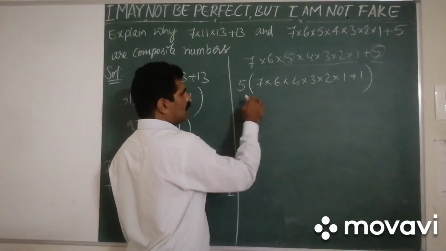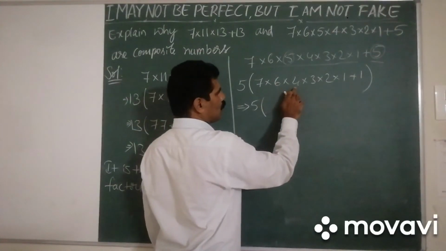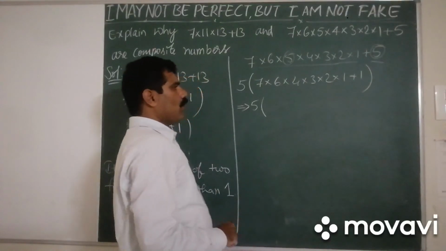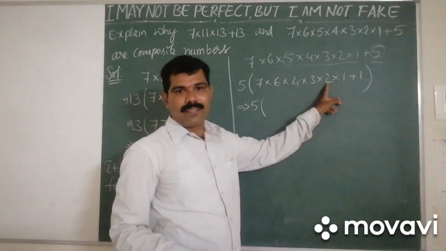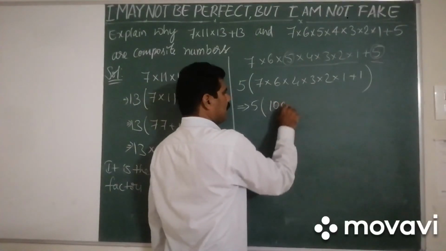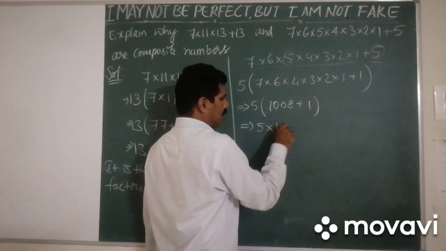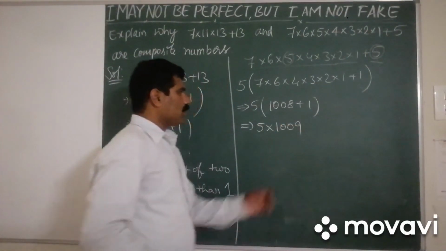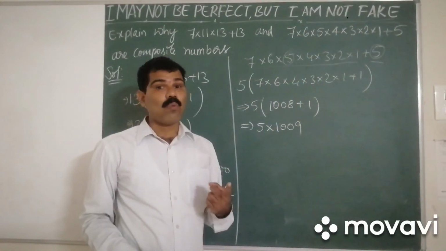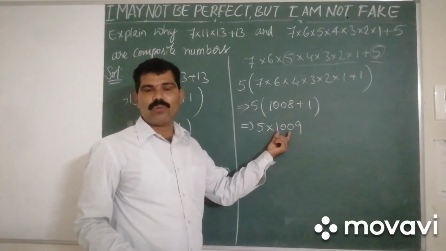So this can be written as 5 into, see 7, 6 are 42, 42 4s are 168, 168 3s are 504, 504 2s are 1008, 1008 1s 1008. So 1008 plus 1, that is 5 into 1009. See here also we have shown this number as a product of numbers other than 1 and itself, that is 5 and 1009.